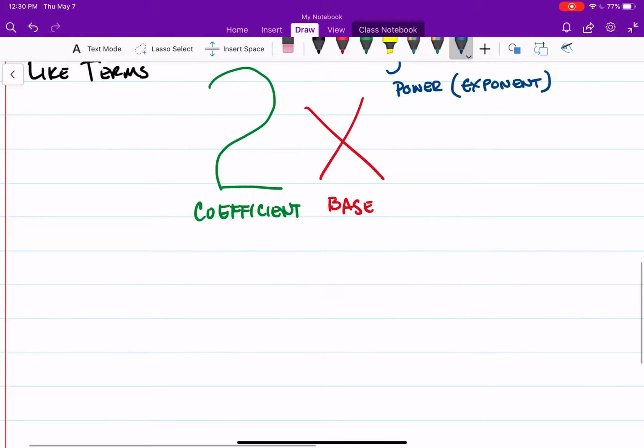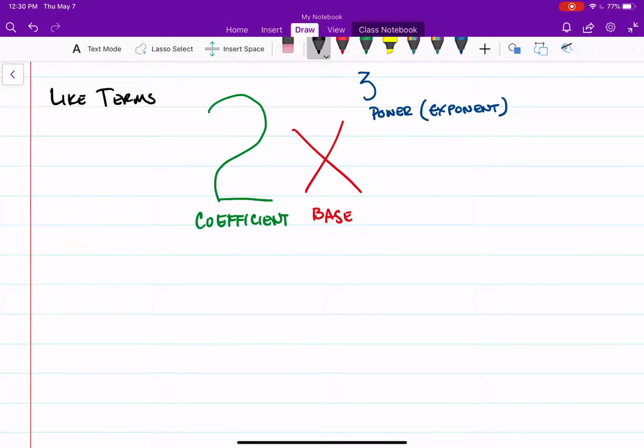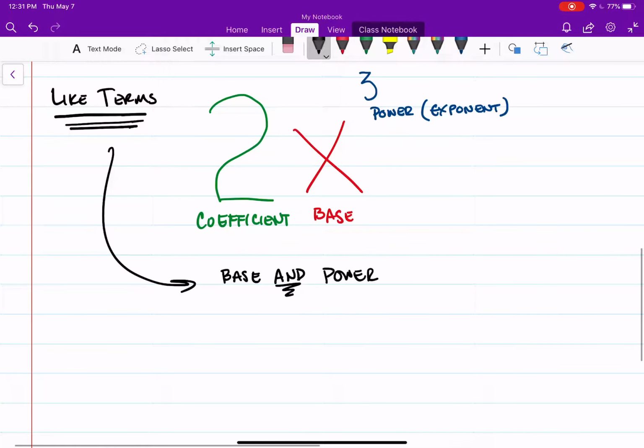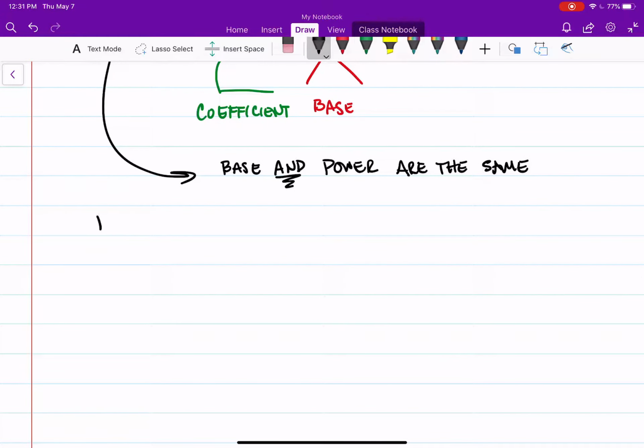Okay, so in order for it to be like terms, what has to happen is that the base and the power are the same. In order for it to be like terms, in order for them to add together. Okay? So, for example, if I have 19x minus 10 minus 17x plus 45, okay?